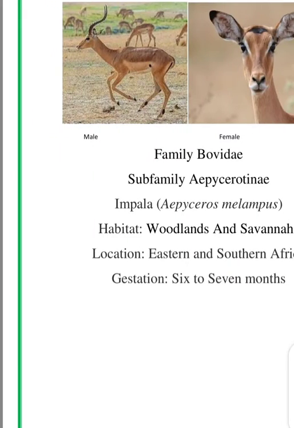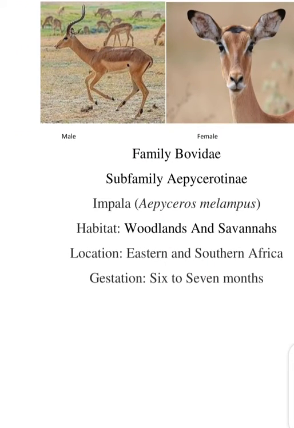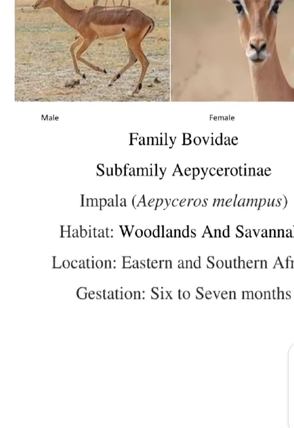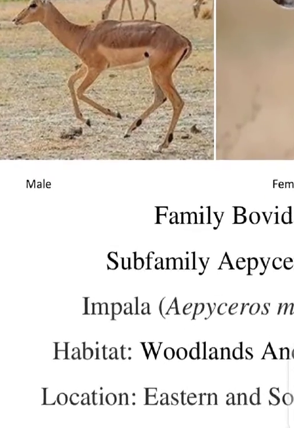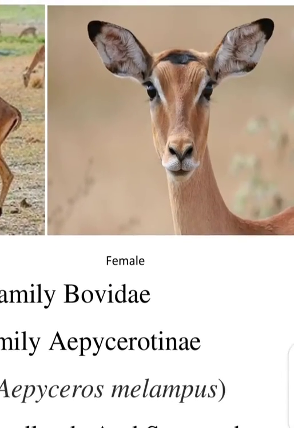The next one is the impala, Aepyceros melampus. It also exhibits sexual dimorphism. Its habitat is the woodland and the savanna. It's found in the eastern and southern parts of Africa with a gestation period of some 6 to 7 months. Let's take a good look. This is the male and this is the female.